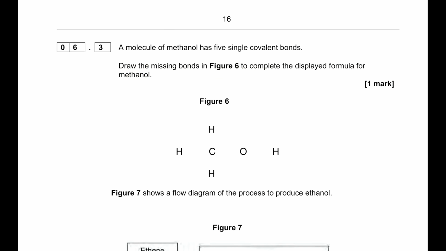This is correct. A molecule of methanol has 5 single covalent bonds. Draw the missing bonds in figure 6 to complete the display formula of methanol. A question like this, you have to understand a carbon has the ability to make 4 bonds in total. So there will be one bond between each hydrogen, and one bond between oxygen. Oxygen has the ability to form 2 bonds, and hydrogen has the ability to form only 1 bond. Keeping that in mind, you'll get it very clearly.